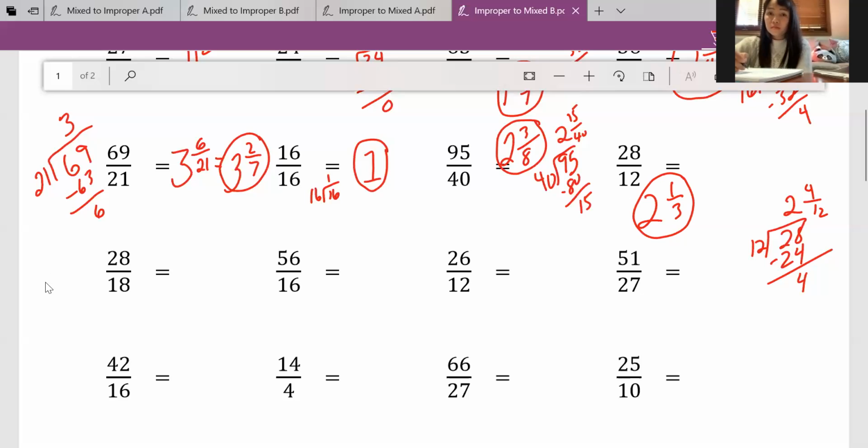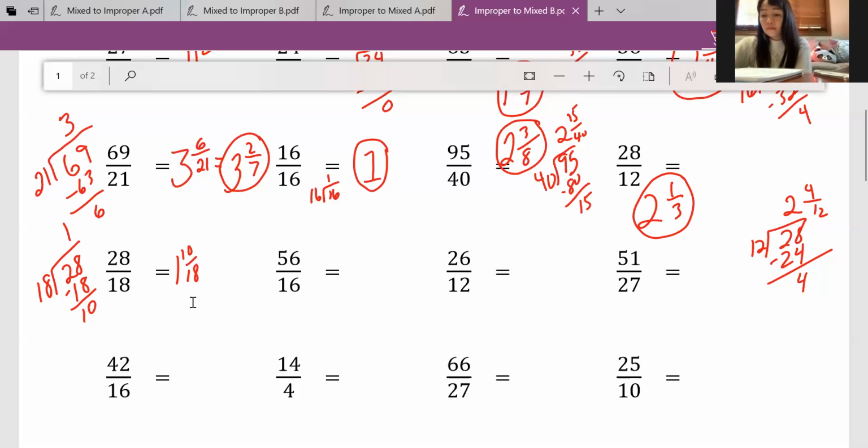Here's 28 over 18. So I'm going to write the denominator as the divisor and the numerator as the dividend. I know that 18 times 2 would be more than 28. So I'm just going to put a 1 right here. 18 times 1 is 18. Then I'm subtracting, I have 10 left over. So this would be 1 and 10/18.